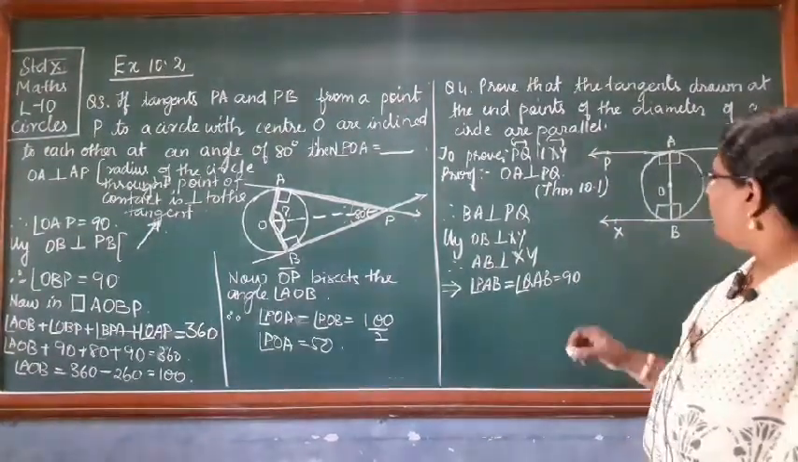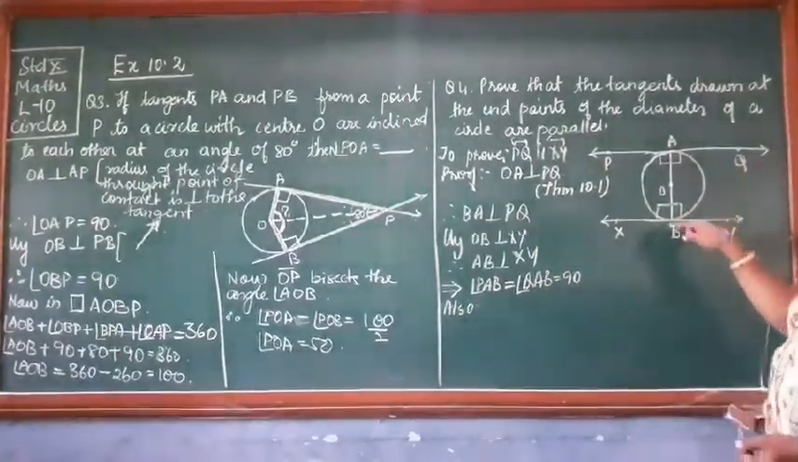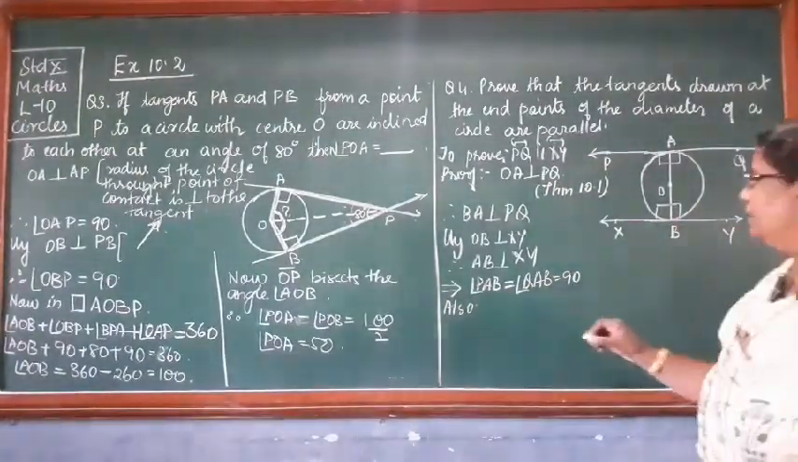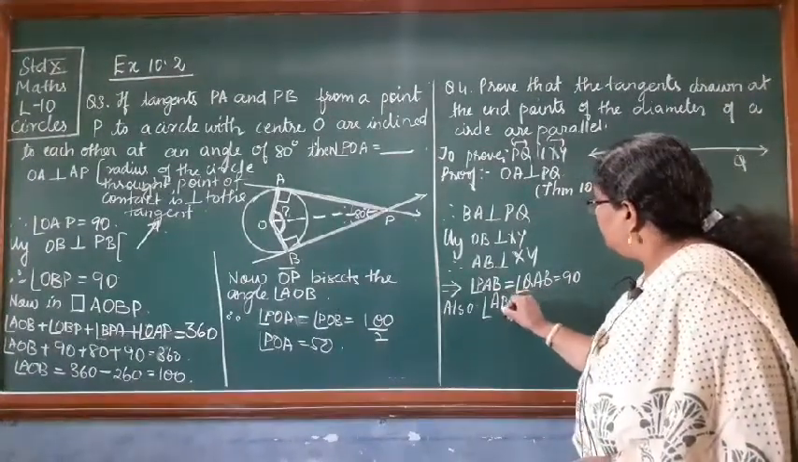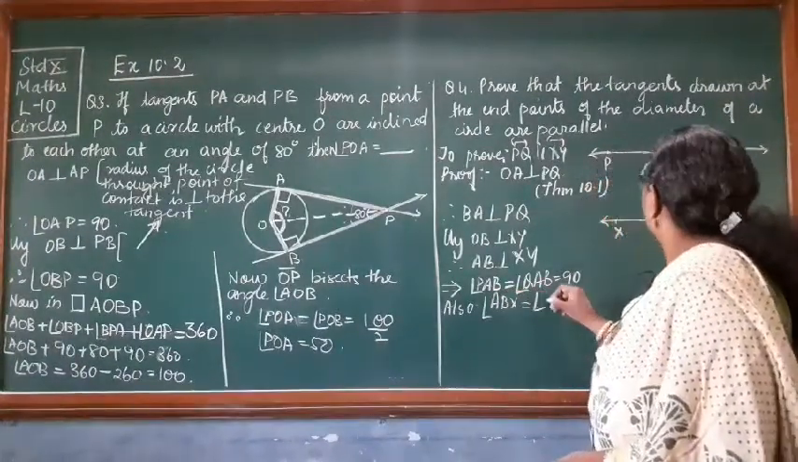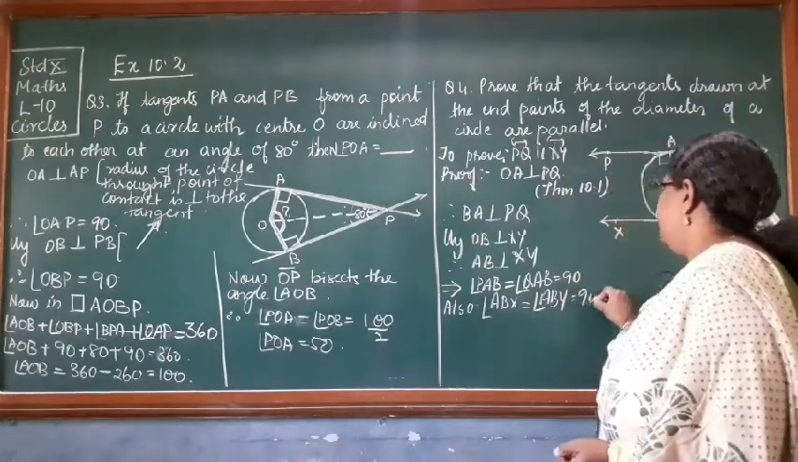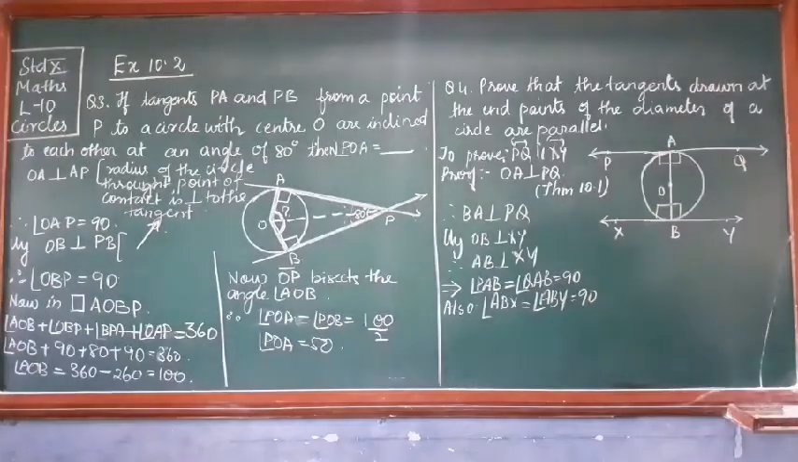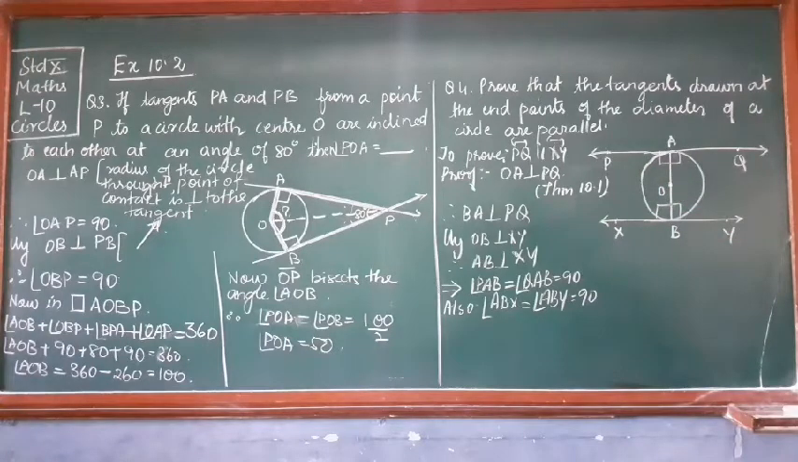Also, AB is perpendicular to XY, so that will imply what? Angle ABX or angle ABY, both will be equal to 90 degrees. So these angles, they all will be 90 degrees.